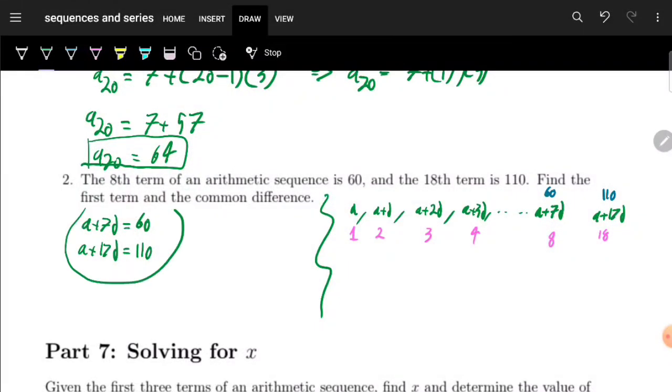Here we have two equations and two unknowns. A and D are unknowns. Anytime you have some number of unknowns, you need at least as many equations to be able to solve it. So if you have two unknowns, you need at least two equations. If you have three unknowns, you need at least three equations.